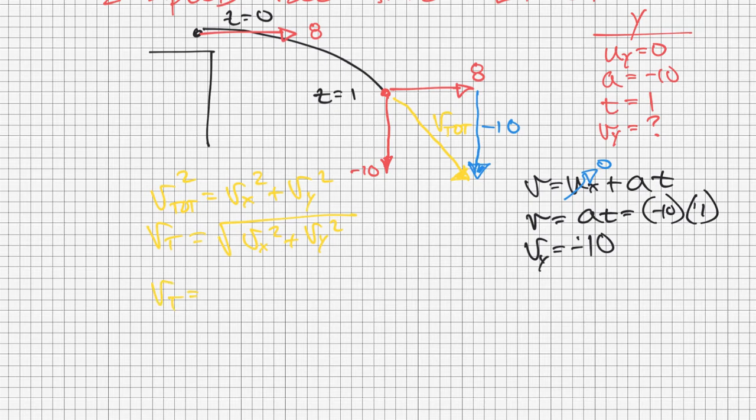Plugging my numbers in, v total equals the square root of 8 squared plus 10 squared. You could throw the negative in, but negative squared is obviously just a positive. So that becomes the square root of 164. And so the velocity total is going to be 12.8 meters per second. So that's actually how fast it would be going 1 second in. So even though it started at 8, 1 second into its motion, it's now traveling at 12.8 because it's increased its vertical component by 10 meters per second.